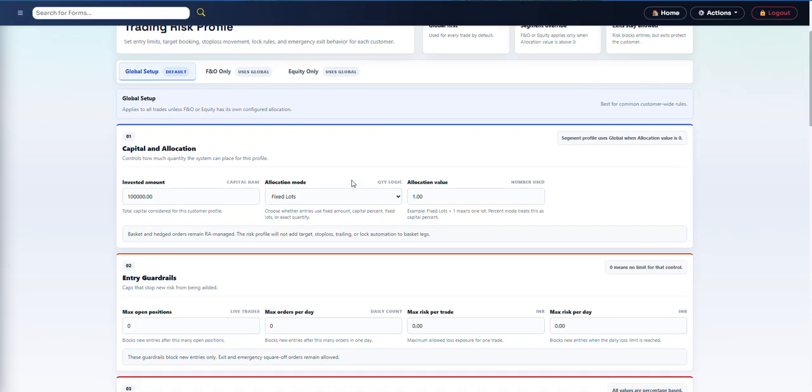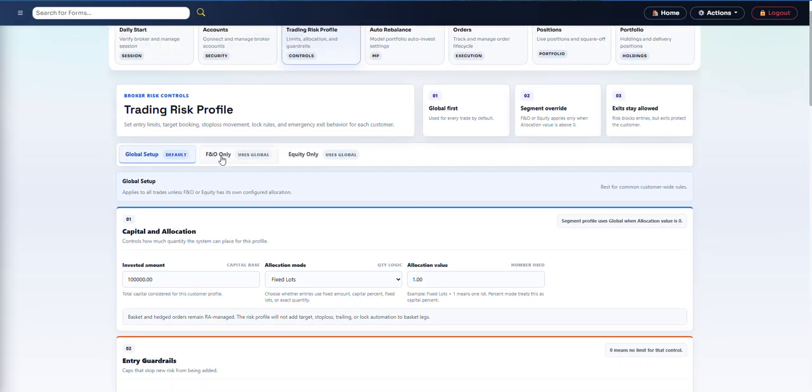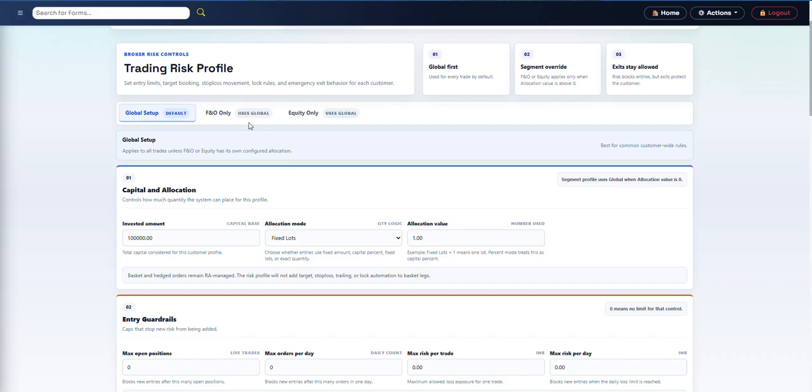At the start, you can see that we have two options, FNO only and equity only. This is a complete replica of the global setup. If you do the global setup, it will be applied to both your FNO and equity. But if you want a different setup for equity, you can click on equity and do the exact same setup. There is no difference. If you understand this global setup, you will understand FNO and equity only also.